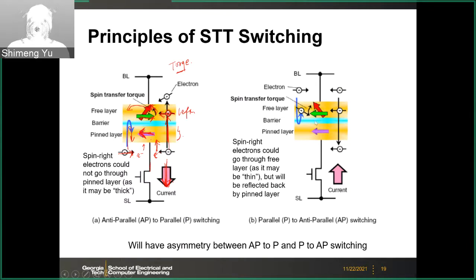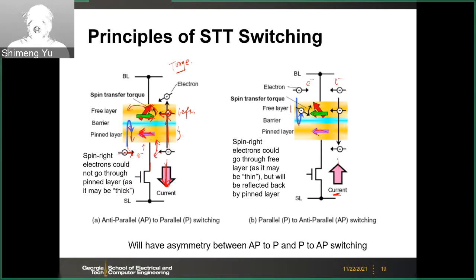Let's look at the right-hand side. This is the opposite, the parallel to the anti-parallel switching. So that means initially we have the parallel state, and now we want to make it the anti-parallel. What we need to do is just to reverse the current. And the current to the up, that means we inject the electrons actually from the top down. So both types of electrons, spin left and spin right, will be injected. And the free layer is kind of thin, so both types of electrons can go through.